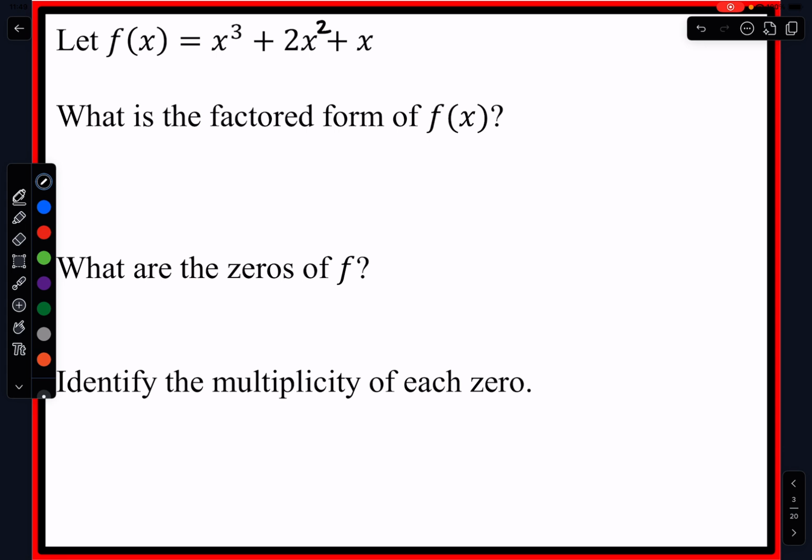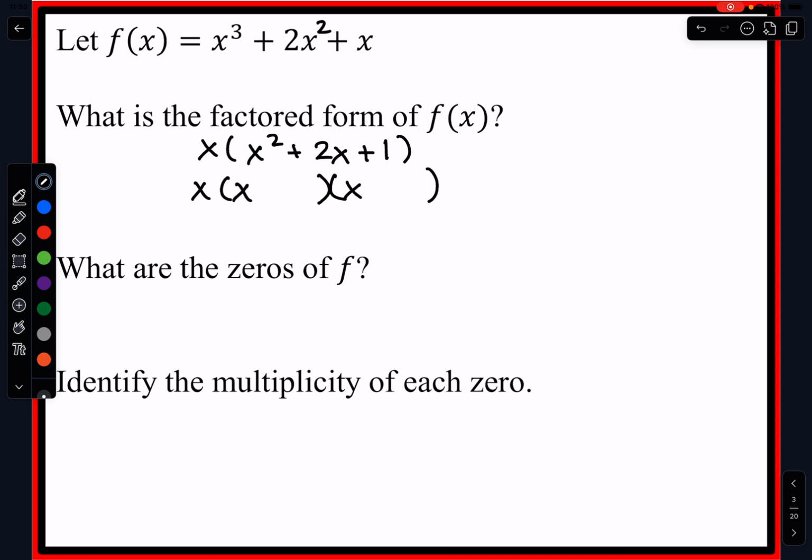So let's factor out the common factor of x. If I factor out the x, I end up with x squared plus 2x plus 1. Now, what we're left with inside the parentheses here is a quadratic trinomial, and those get factored by breaking up into a set of linear factors.